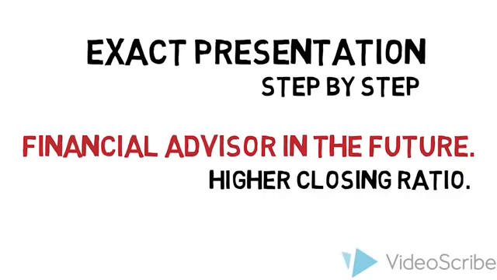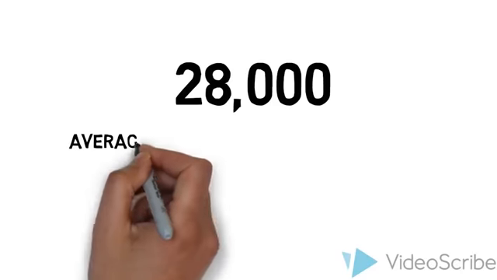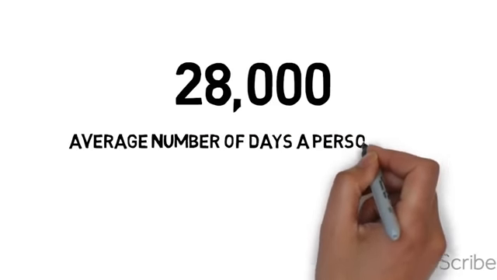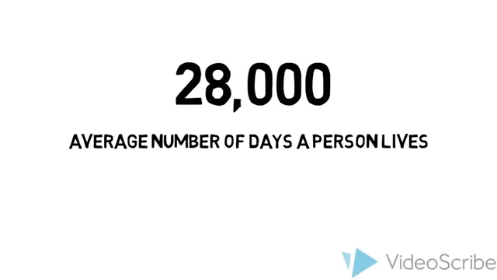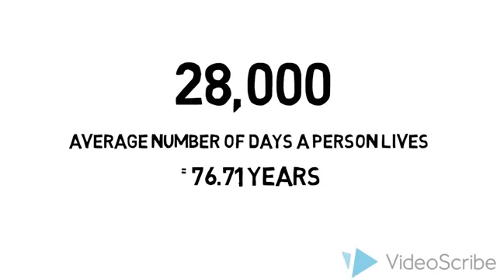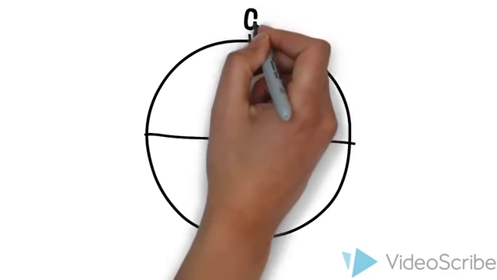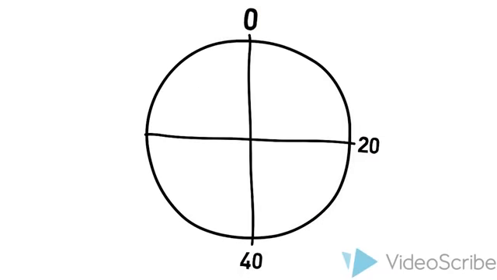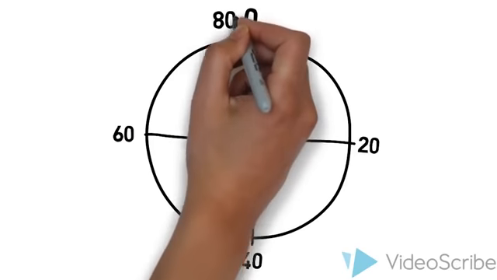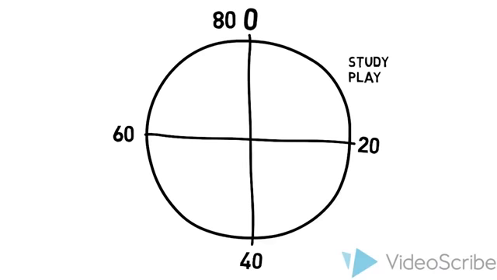So let's start with the most important number in the world, which is 28,000. You see, 28,000 is the average number of days a person lives, which is equal to 76.71 years. Let's assume it is approximately 80 years to make life easy. I like to break this 80 into 4 parts: 0 to 20, 20 to 40, 40 to 60, and 60 to 80. 0 to 20, we study, play, fool around.